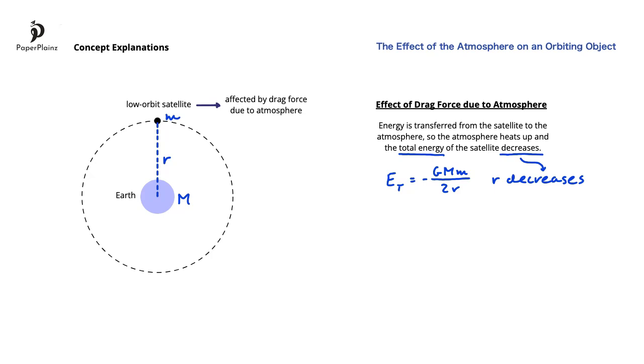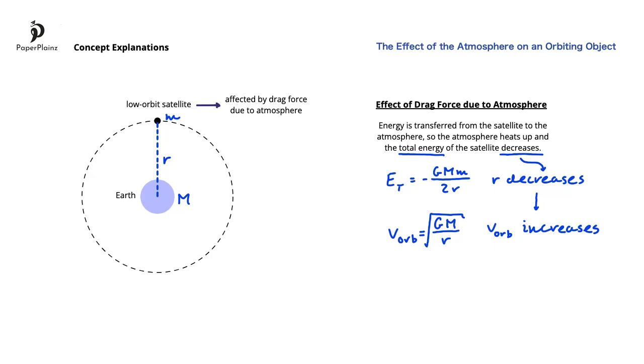This decrease in radius has an interesting effect on the orbital speed of the satellite. We learned earlier that orbital speed is equal to G times uppercase M divided by r under the square root. This formula shows us that when r decreases, orbital speed actually increases. This of course means that the kinetic energy of the satellite also increases.